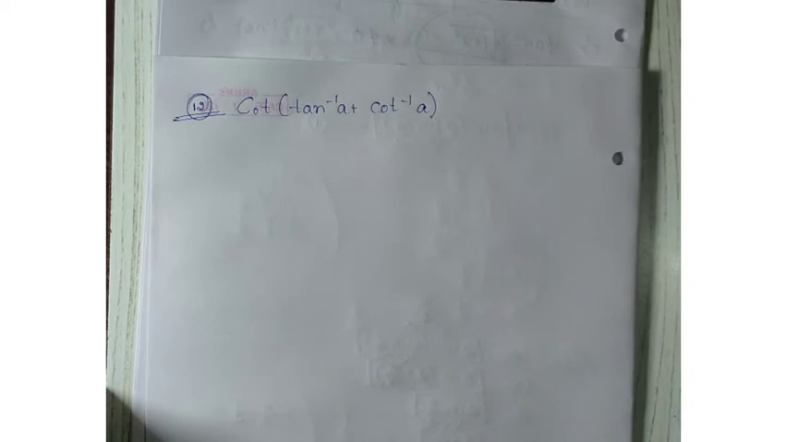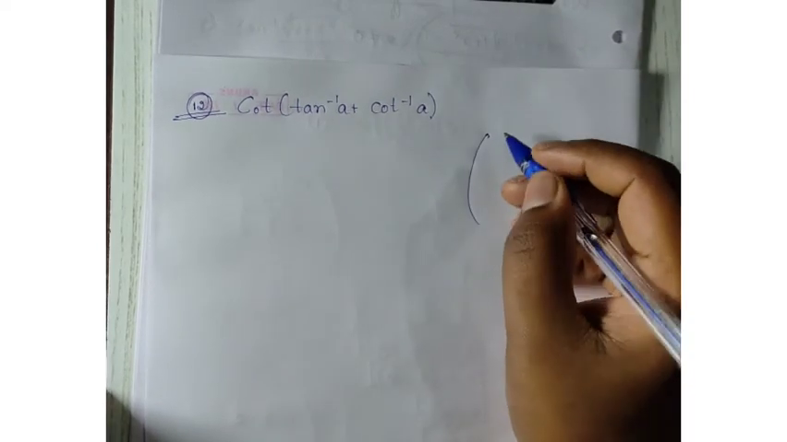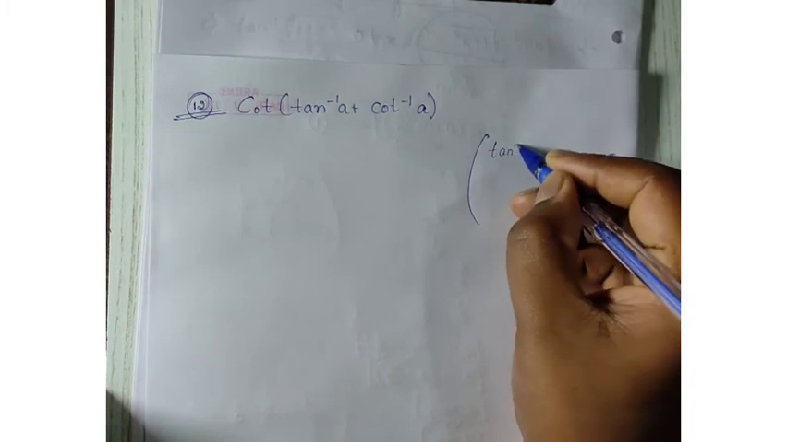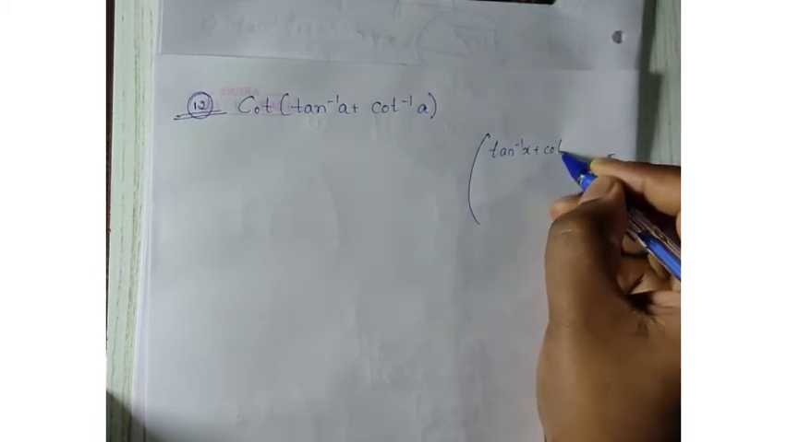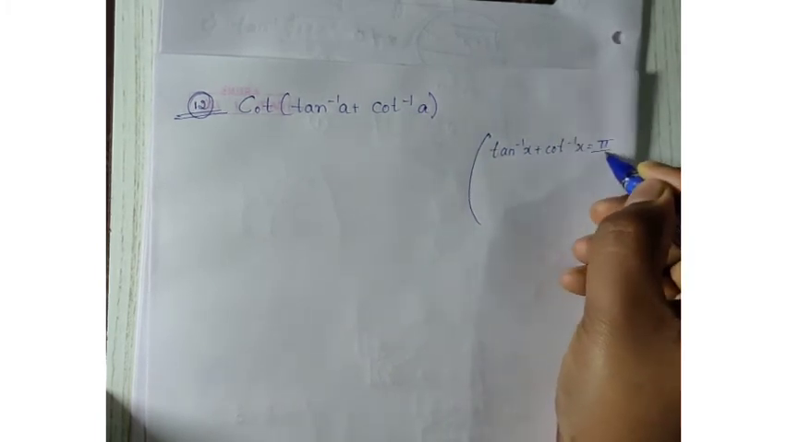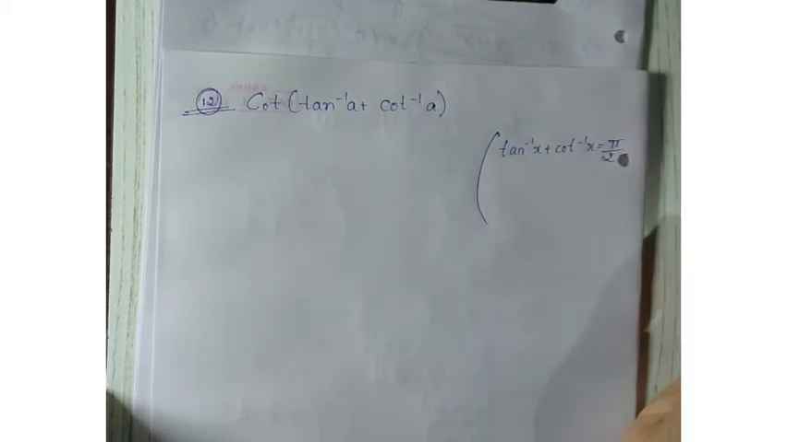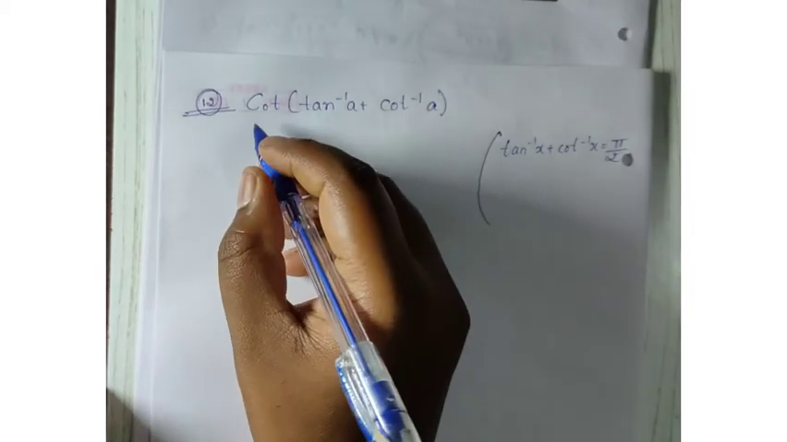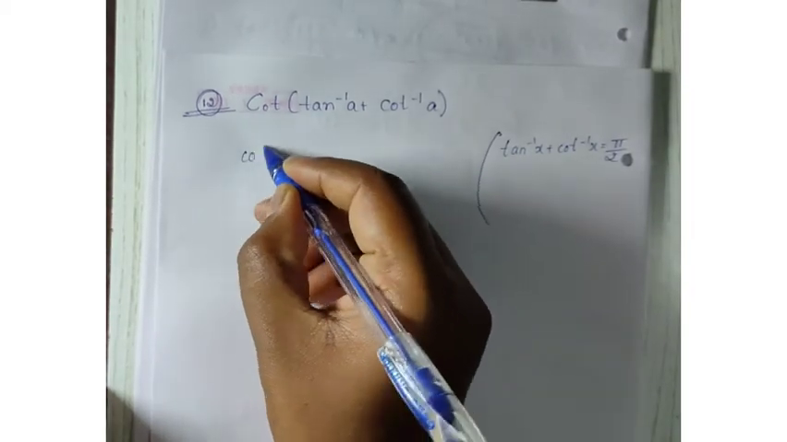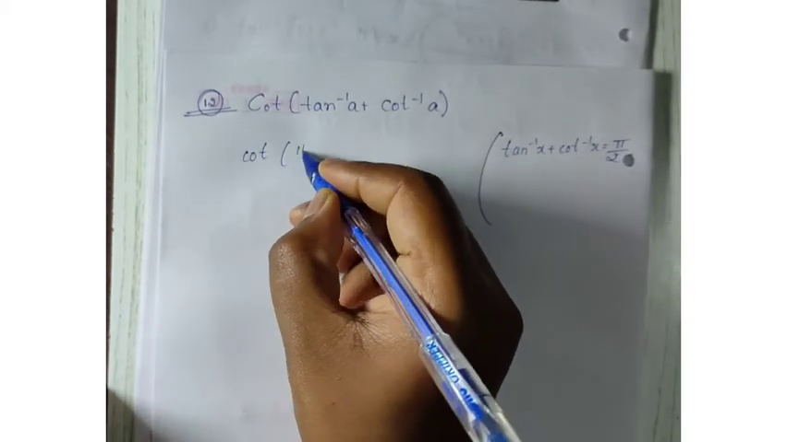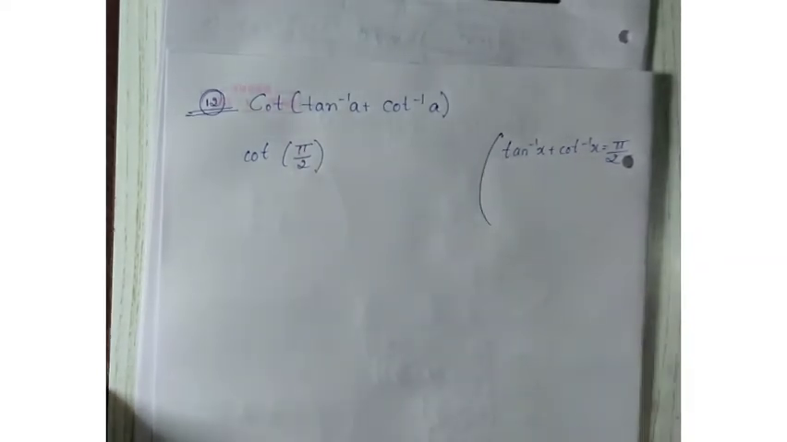Let us now find the value of cot of tan inverse A plus cot inverse A. Please recall property number 4. What does property number 4 say? That is tan inverse x plus cot inverse x is equal to pi by 2. So apply the same logic over here. That is cot of pi by 2. I'll just replace tan inverse A plus cot inverse A by pi by 2.